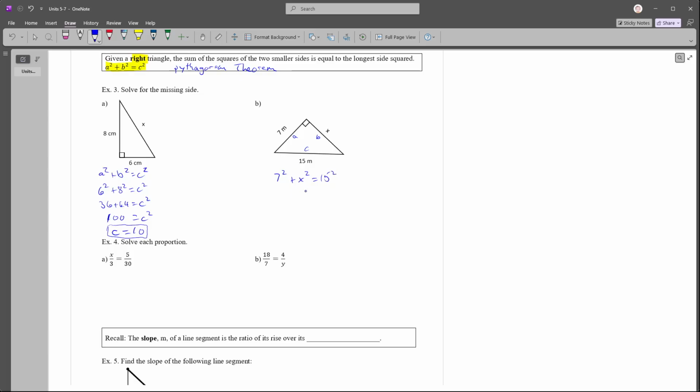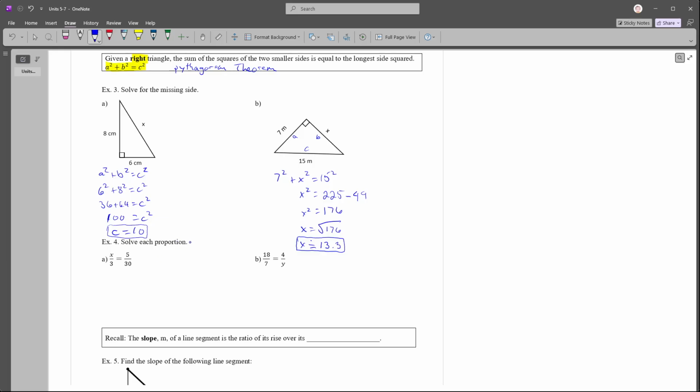So I'm going to bring that 7 squared over to the other side. So I have x squared is equal to 15 squared, which is 225, minus 7 squared, which is 49. So I have x squared is equal to 176. Now I've got to get rid of this square, so I need to take the square root of both sides. So x is equal to the square root of 176. Unfortunately, that's not a nice number. So x is approximately equal to, if you put this in your calculator, about 13.3 rounded to 1 decimal place. There we go. So that's our Pythagorean theorem.